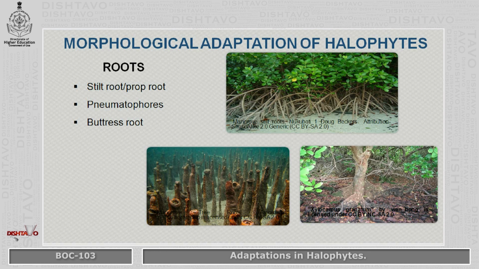Now, the morphological adaptations of mangroves. Mangroves show a diversity in their roots. They can be stilt or prop roots. You can see from the picture here, the root starts going obliquely down from the stem. These are the stilt or the prop roots. Next, we have the nematophores. Nematophores are specialized root structures found in the mangroves. They are negatively geotropic in nature, meaning they grow vertically upwards. Buttress root. This type of root can be compared to the stems of the photo frames.